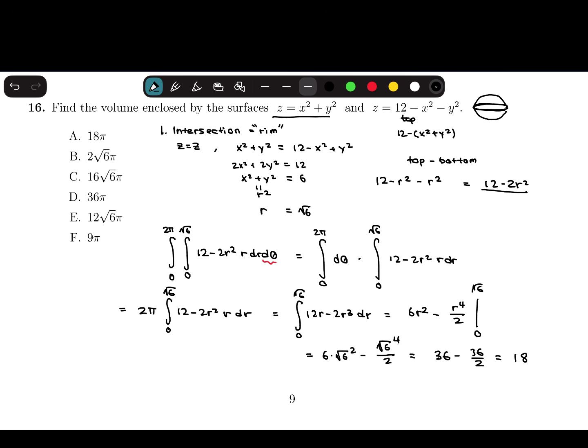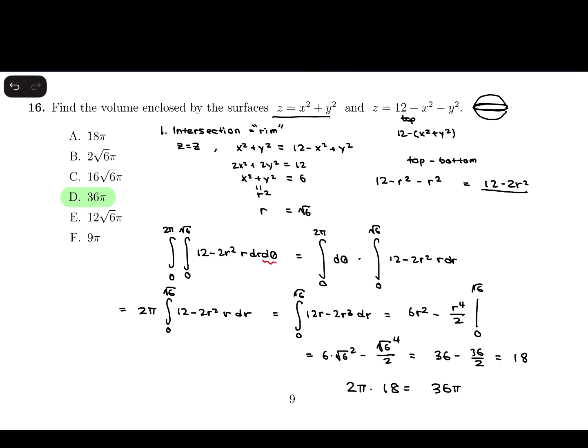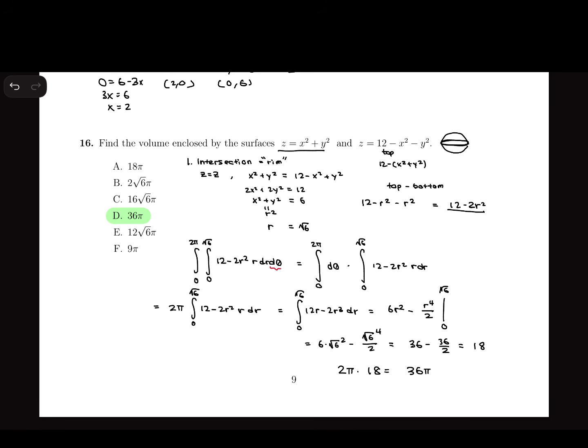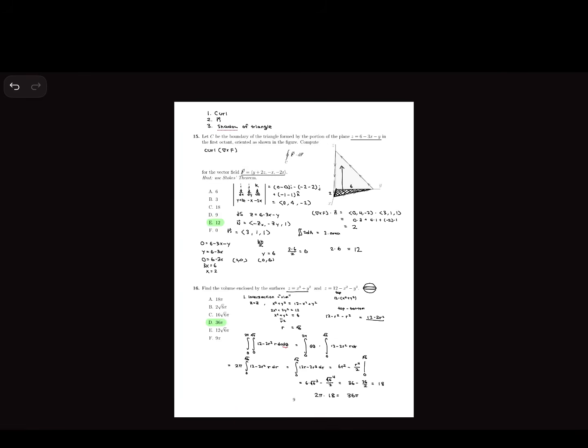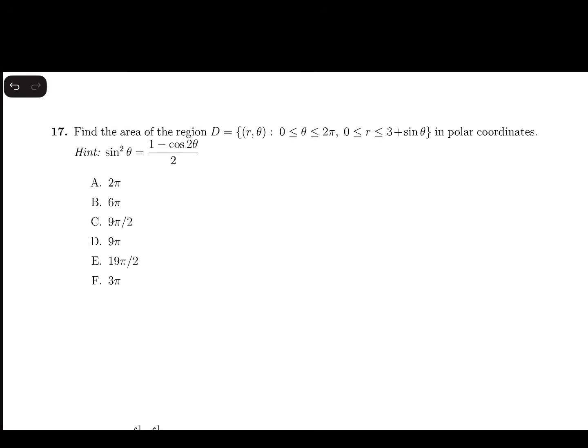Now that you have 18, you simply bring the 2 pi back to get 2 pi times 18, which gets you the answer 36 pi, which in this case is our answer, choice D. So that is question 16. All right, moving on to question 17. We're in the home stretch now.